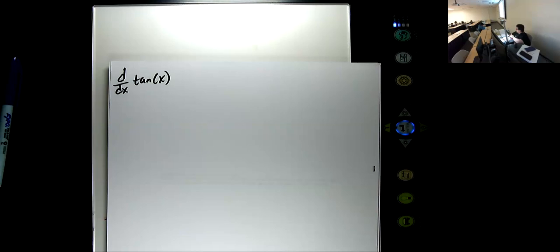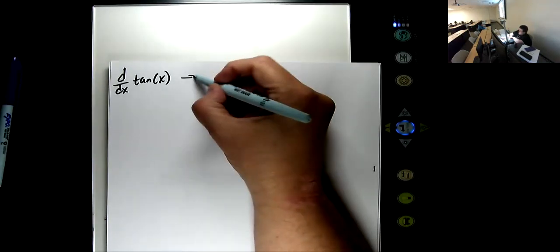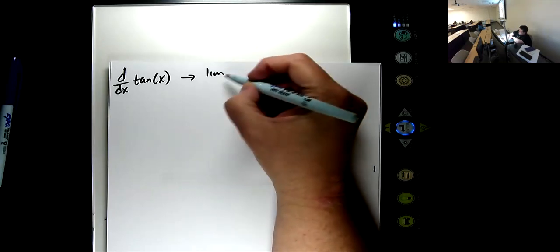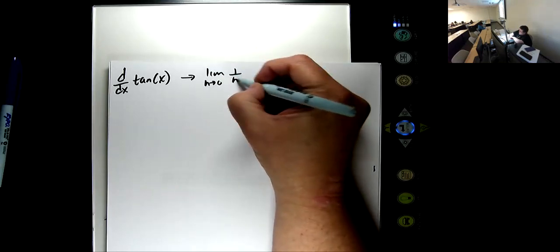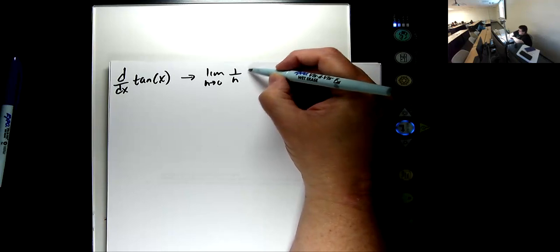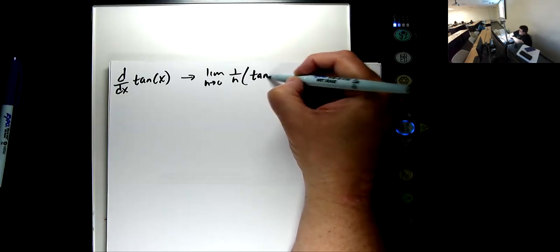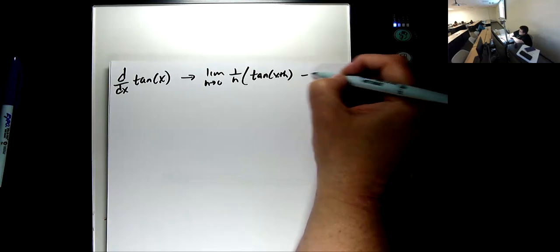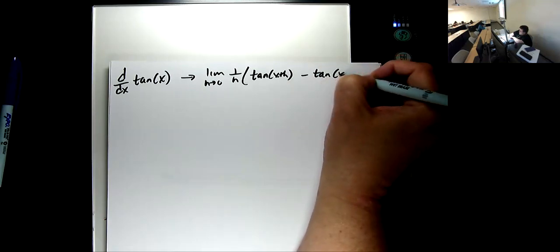X plus h minus, kind of. We can definitely do that. The tangent A plus B formula is a pain in the ass to memorize. I think it's worth a try. You can definitely do this as limit as h goes to 0 of 1 over h, tangent x plus h minus tangent x. Actually, that might be easier.